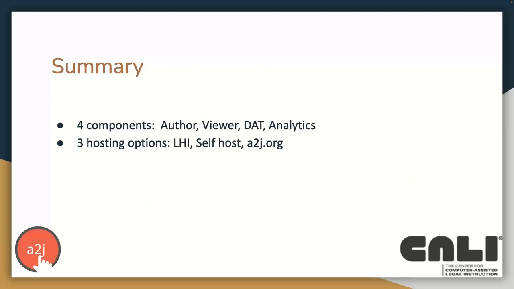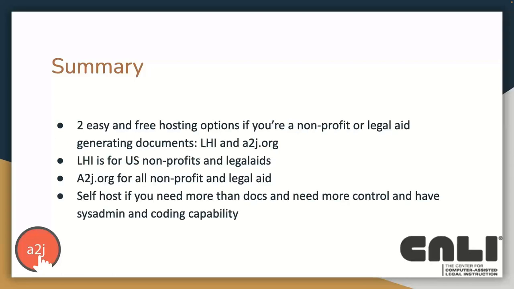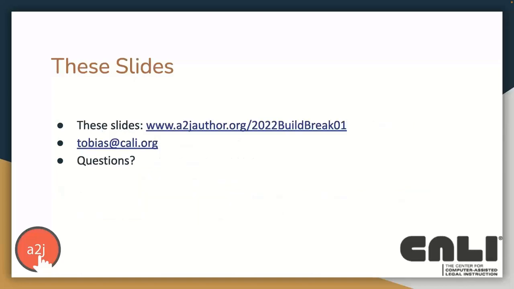So in summary, you have four components: author, viewer, data, and analytics. You have three hosting options: LHI, self-host, and A2J.org. Two are free options if you're a nonprofit or legal aid just generating documents: LHI and A2J.org. LHI is for US nonprofits and legal aids. A2J.org is for all nonprofits and legal aids. And with self-host, if you need more than docs and need more control, and have systems and coding capability.